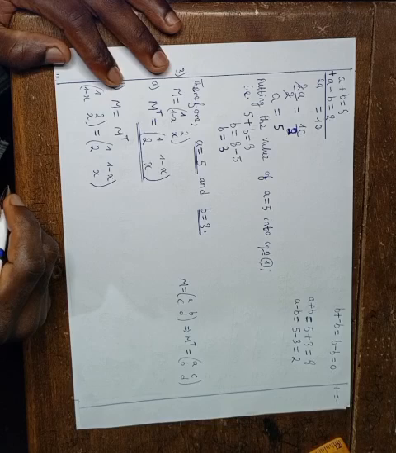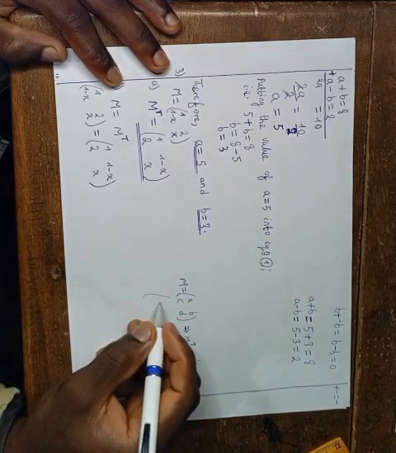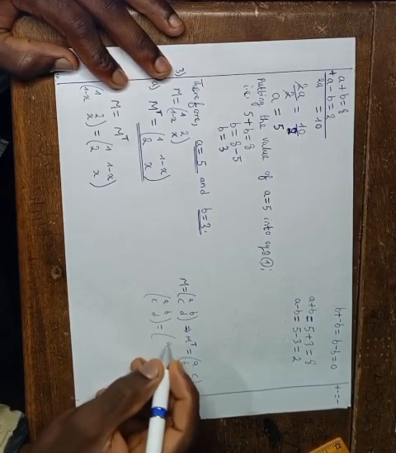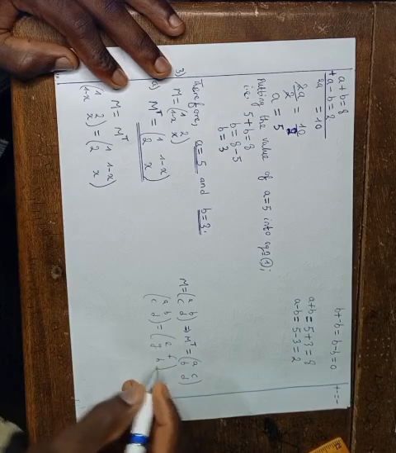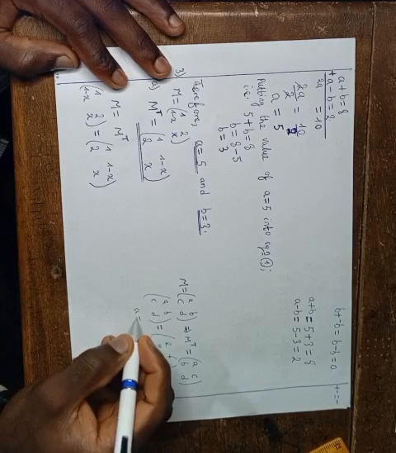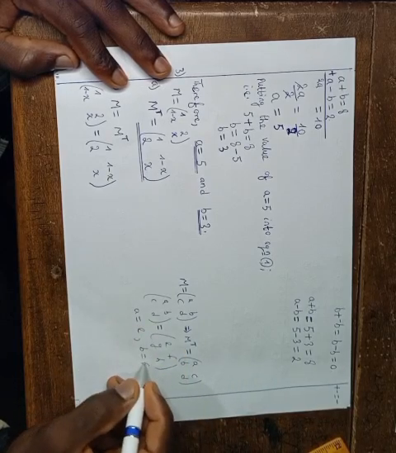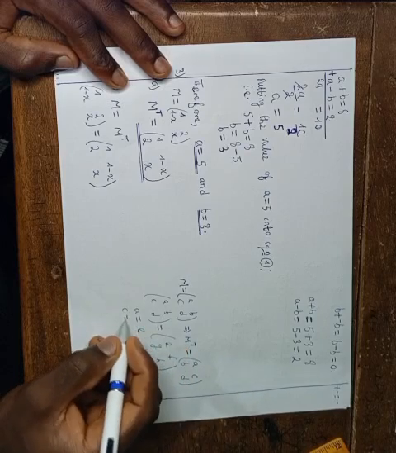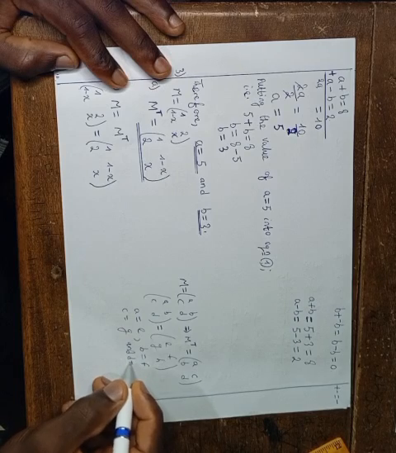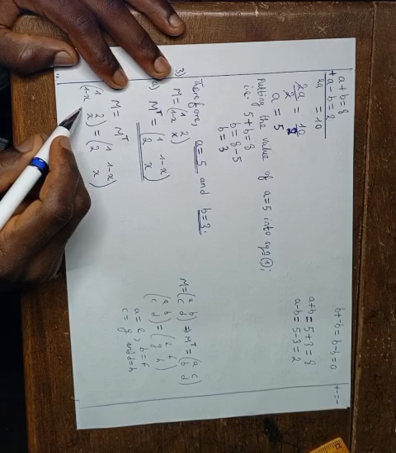Next, we are going to make use of equality of matrices. If we have, for example, two matrices which are equal, A, B, C, D, is equal to E, F, G, H. If these two matrices are equal, then A must be equal to E. They are the same positions. B must be equal to F. They are the same positions. C must be equal to G. And lastly, D must be equal to H. We are going to apply equality of matrices here.